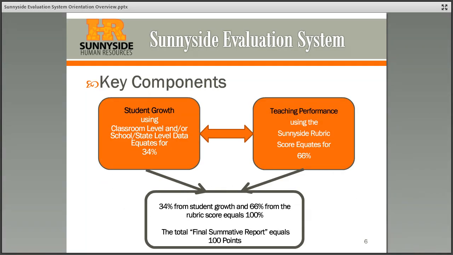Key components of the evaluation process. Student growth can be classroom level and/or school level data, which equates for 34% of the evaluation tool. Teaching performance is equated using the Sunnyside rubric and equates for 66% of the process. When you combine the 34% for student growth and the 66% for teaching performance, the total score is worth 100%. The final evaluation report equals 100 points.